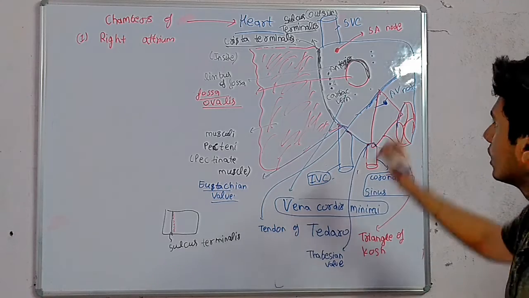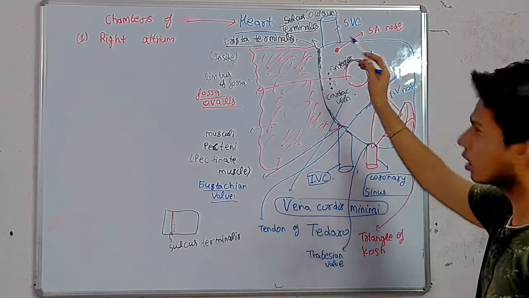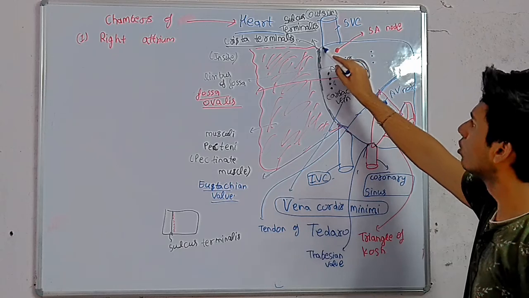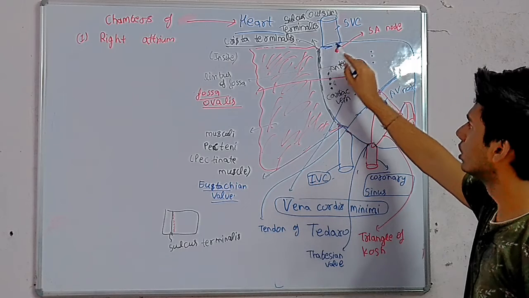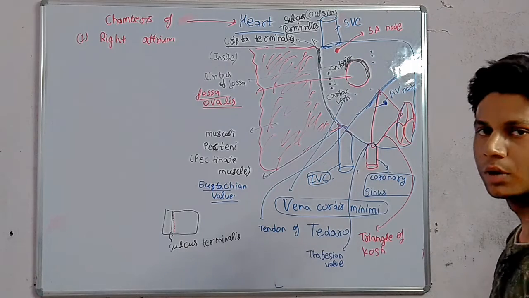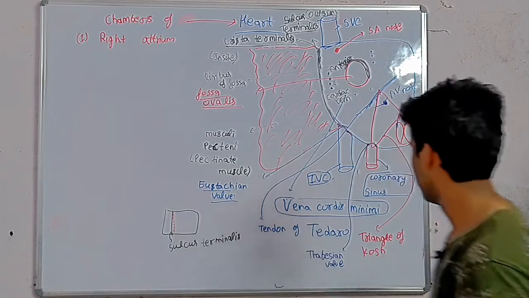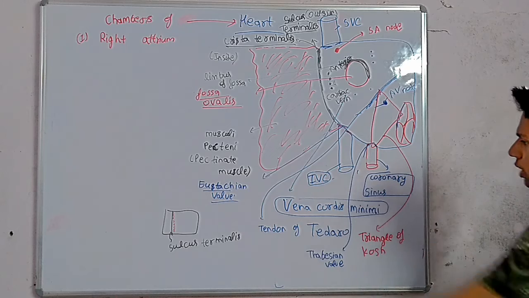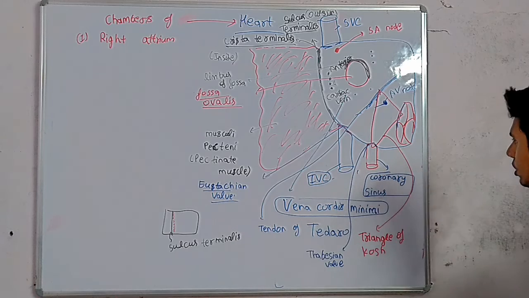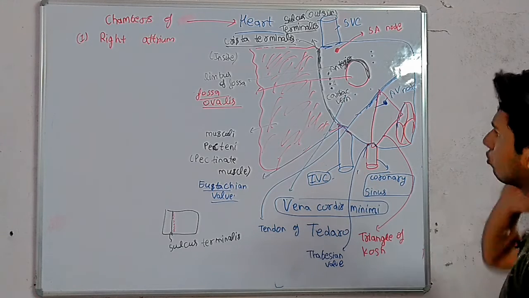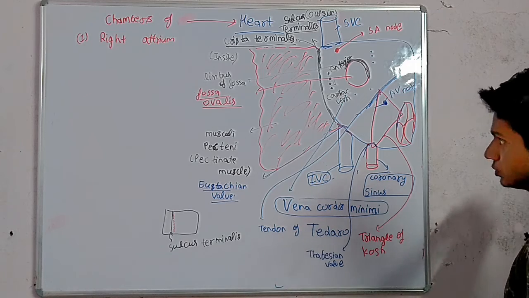In fetal circulation, the superior vena cava also has a valve, called the Harvesian valve, not present in adults, just in the fetus. But these are present for the whole life: the Eustachian valve and the Thebesian valve. So these are the features of the atrium.